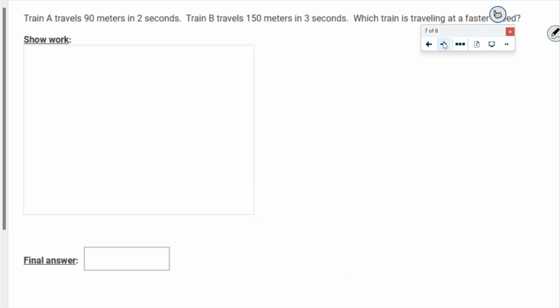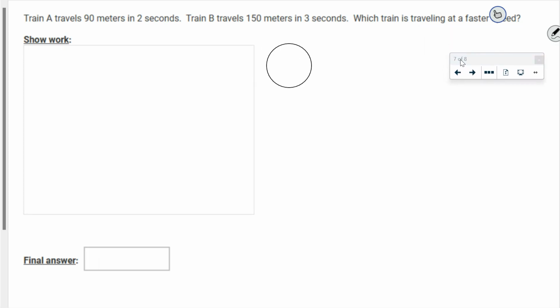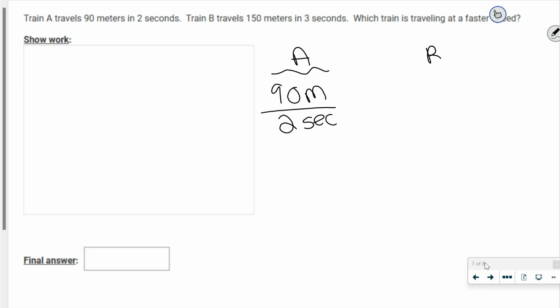All right, train A travels 90 meters in 2 seconds. So I'm going to write that down. Train A, 90 meters in 2 seconds. All right, train B travels 150 meters in 3 seconds. Always write down your information. Which train is traveling at a faster rate?